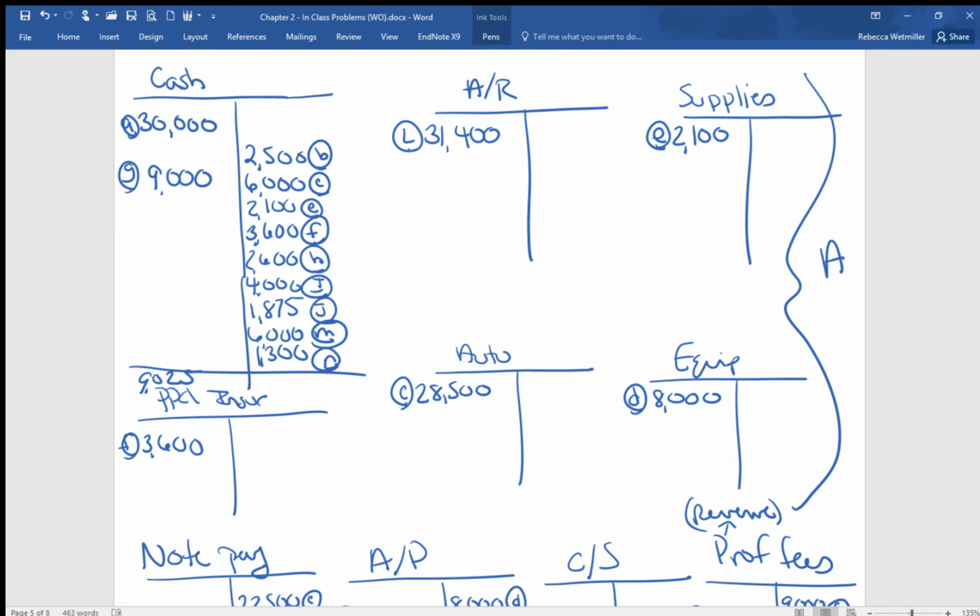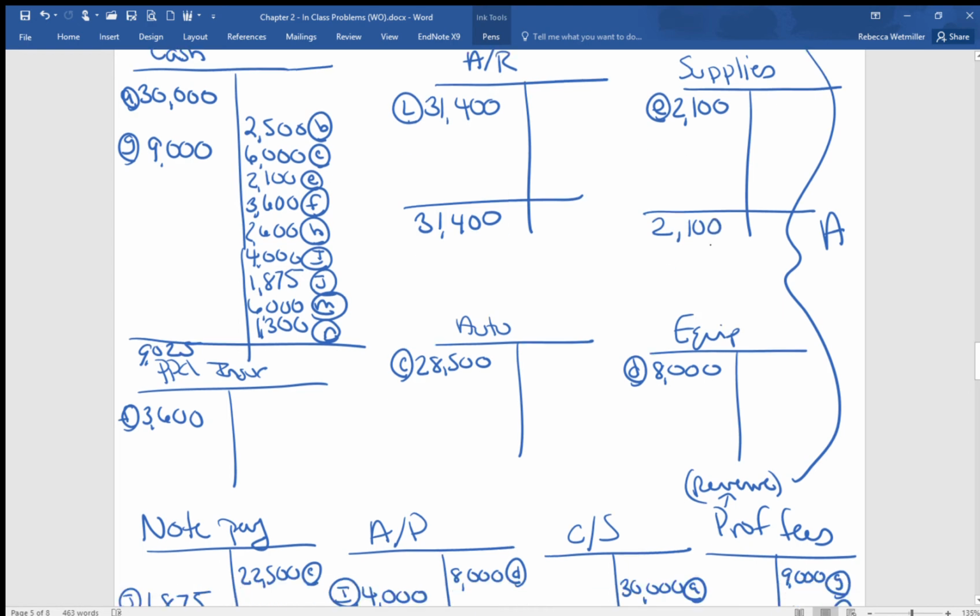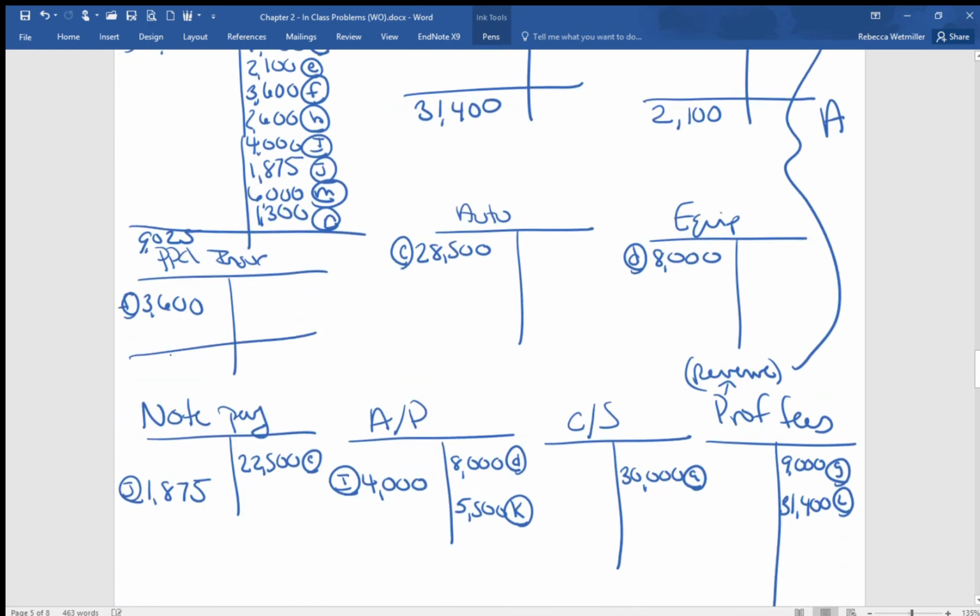That makes sense. Cash is an asset, a normal asset balance is debit. So if I came up with a credit balance, I would want to get to checking things. Alright, accounts receivable is easy. We only have the one thing going on, so my end balance is going to be a debit of $31,400. Same thing with supplies and prepaid insurance and my auto. I only have my one debit. Equipment, I only have my one debit.